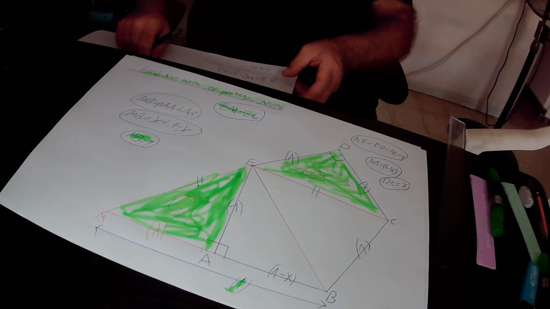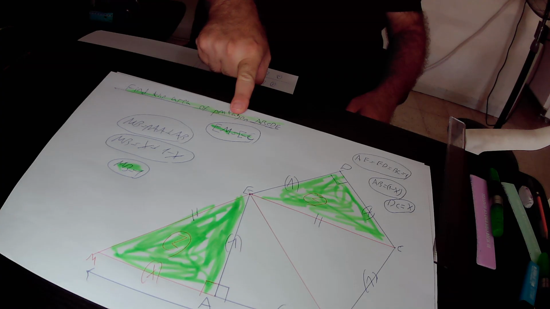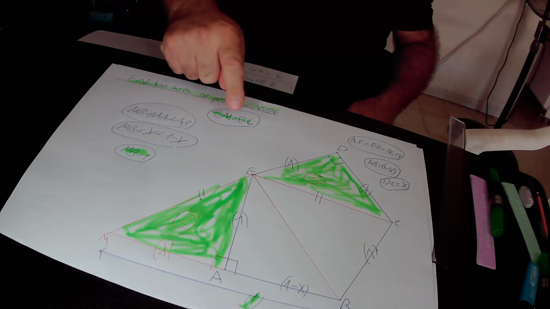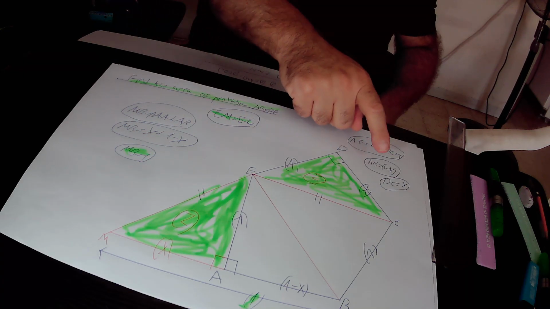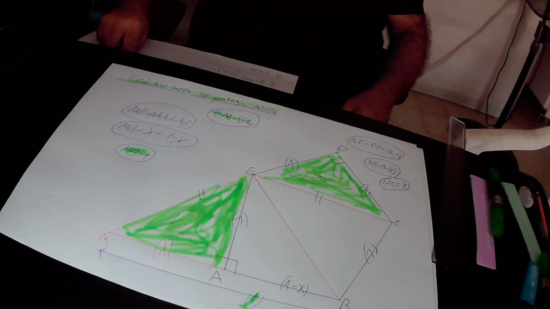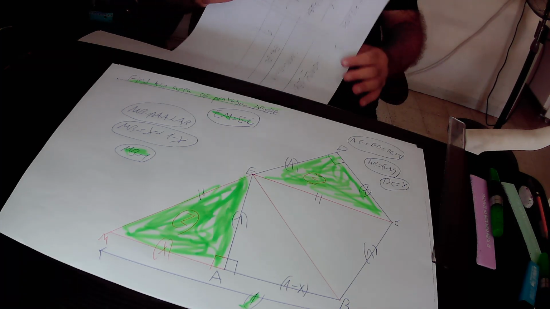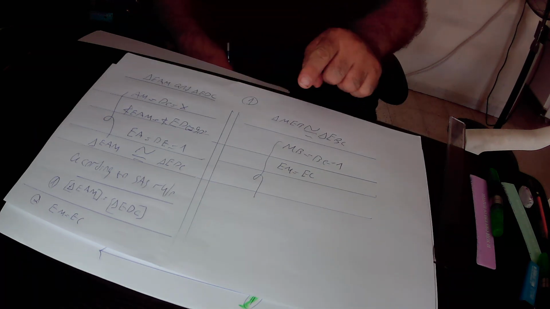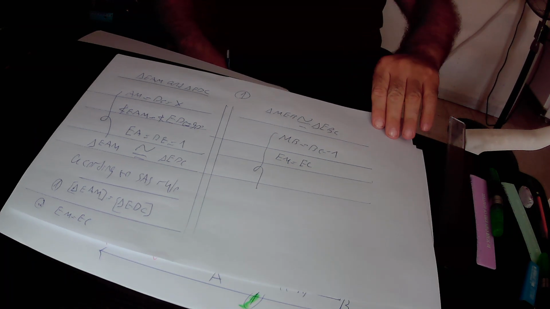In addition, we already found out that EM equals EC. So side EM in triangle MEB is equal to side EC in triangle EBC.